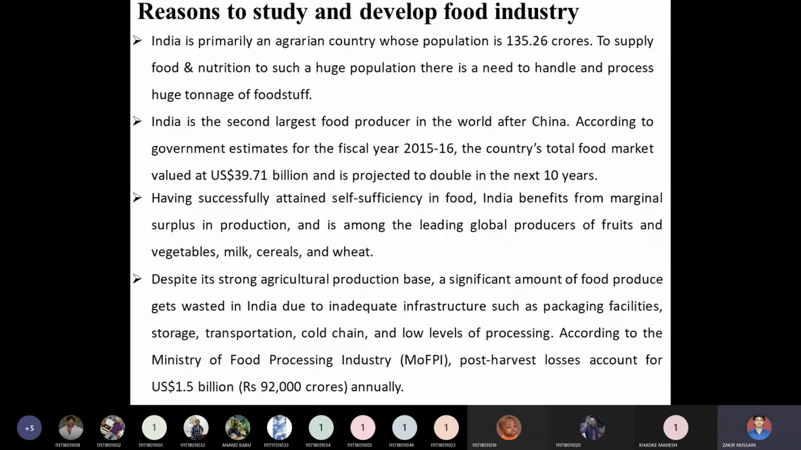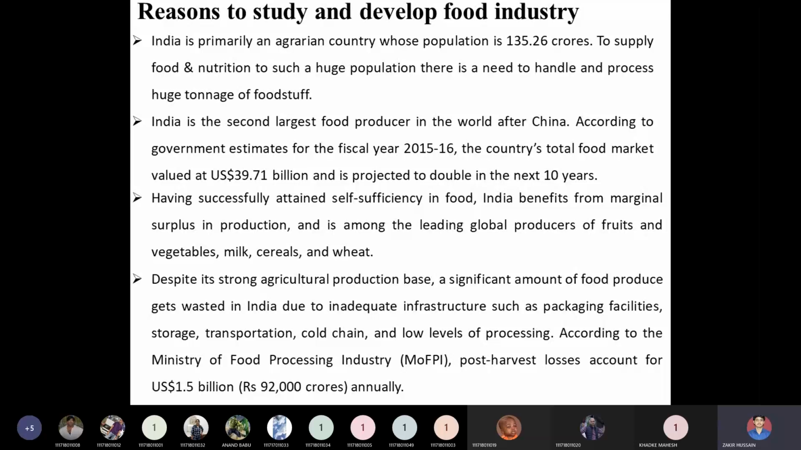Then according to the government estimates for the fiscal year 2015 to 16, the country's total food market was valued at around 39.71 billion US dollars, and is projected to double in the next 10 years. Ten years means around 2026 it will reach a multi-billion dollar industry.